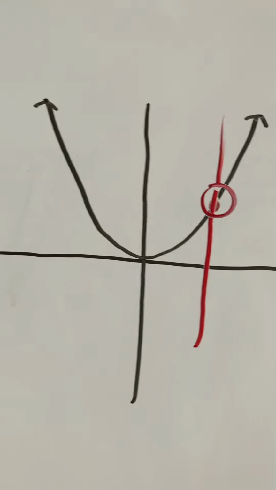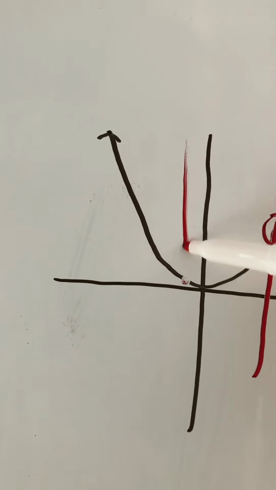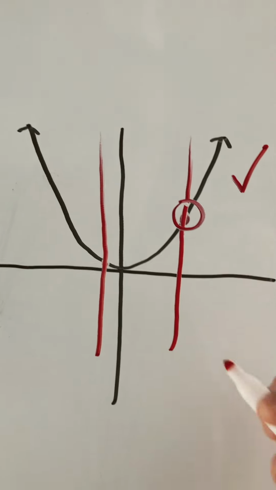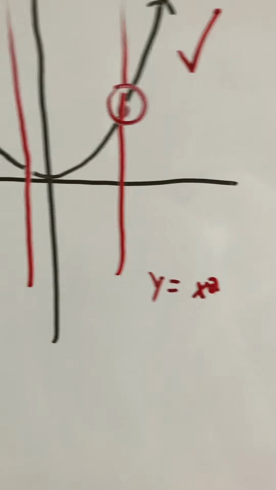And I could do it here, and it would do the same thing. Look at the behavior. That means this is therefore a function. And this function is a parabola, so this is actually y is equal to x squared.